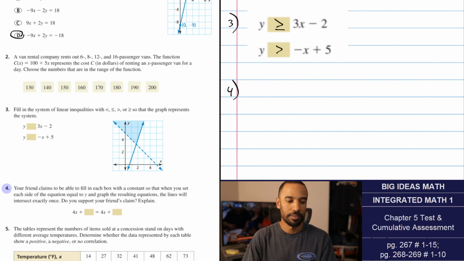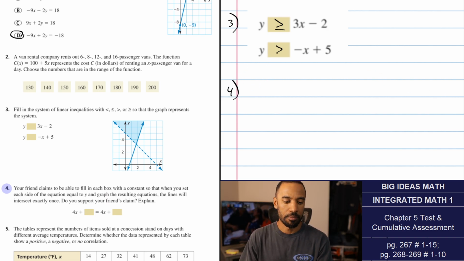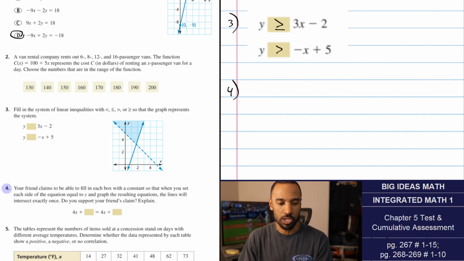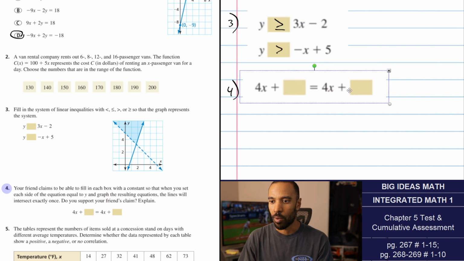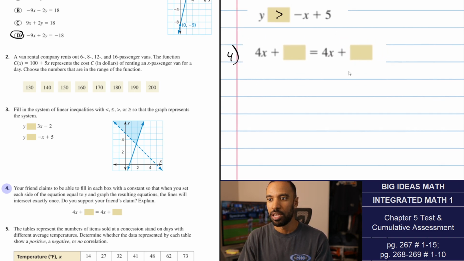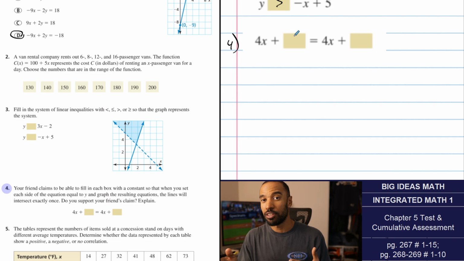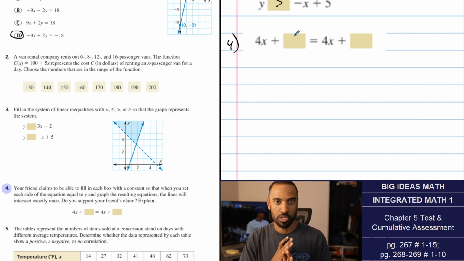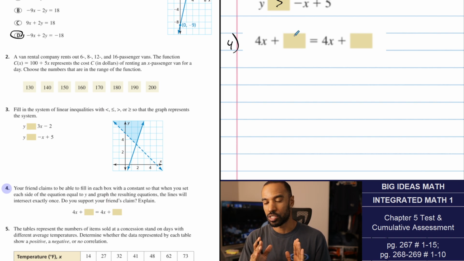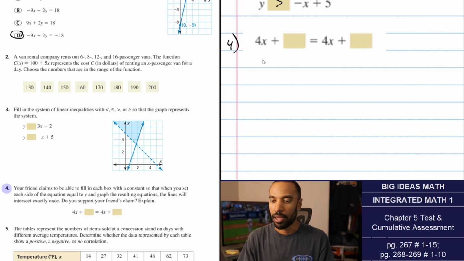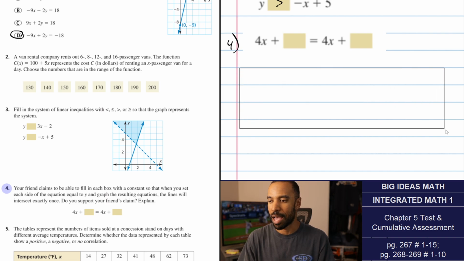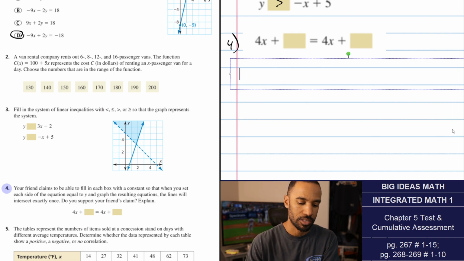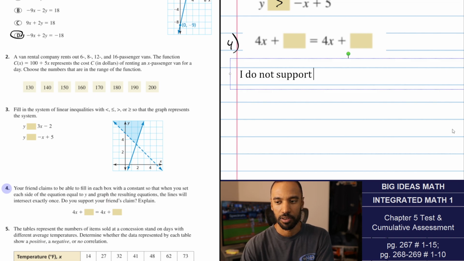When we have the same slope on both sides, right? The idea of graphing these is to make them say y equals this and y equals that. Y equals 4x plus this, y equals 4x plus that. If I give them the same value, they will intersect all the time, infinitely many solutions, because they have the same slope. If I give them different y-intercepts, they will never intersect at all because they're parallel lines. So I do not support my friend's claim, since there is no value where they'll intersect just once.